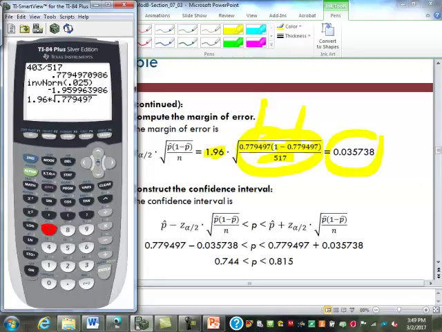0.779497 times (1 minus 0.779497) divided by 517. It's right in there. Hit equals, and there it is, 0.035738 if we round it.